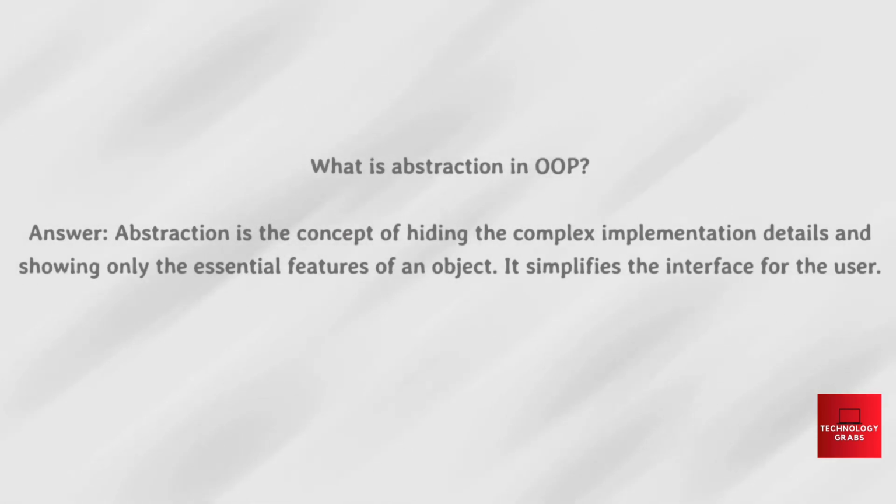What is abstraction in OOP? Answer: abstraction is the concept of hiding the complex implementation details and showing only the essential features of an object. It simplifies the interface for the user.